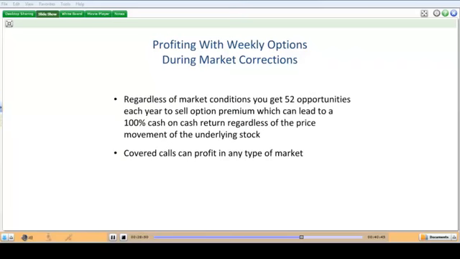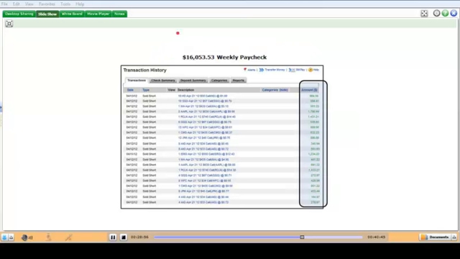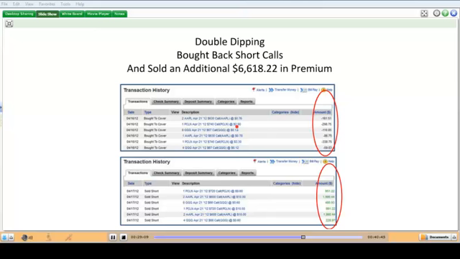And this week I collected $16,053 in premium, and then what I did was the market was down that week. So what I did is I bought back some of these options that were trading at a very low price, and it cost me about $1,000 to buy back these short calls and close them out.